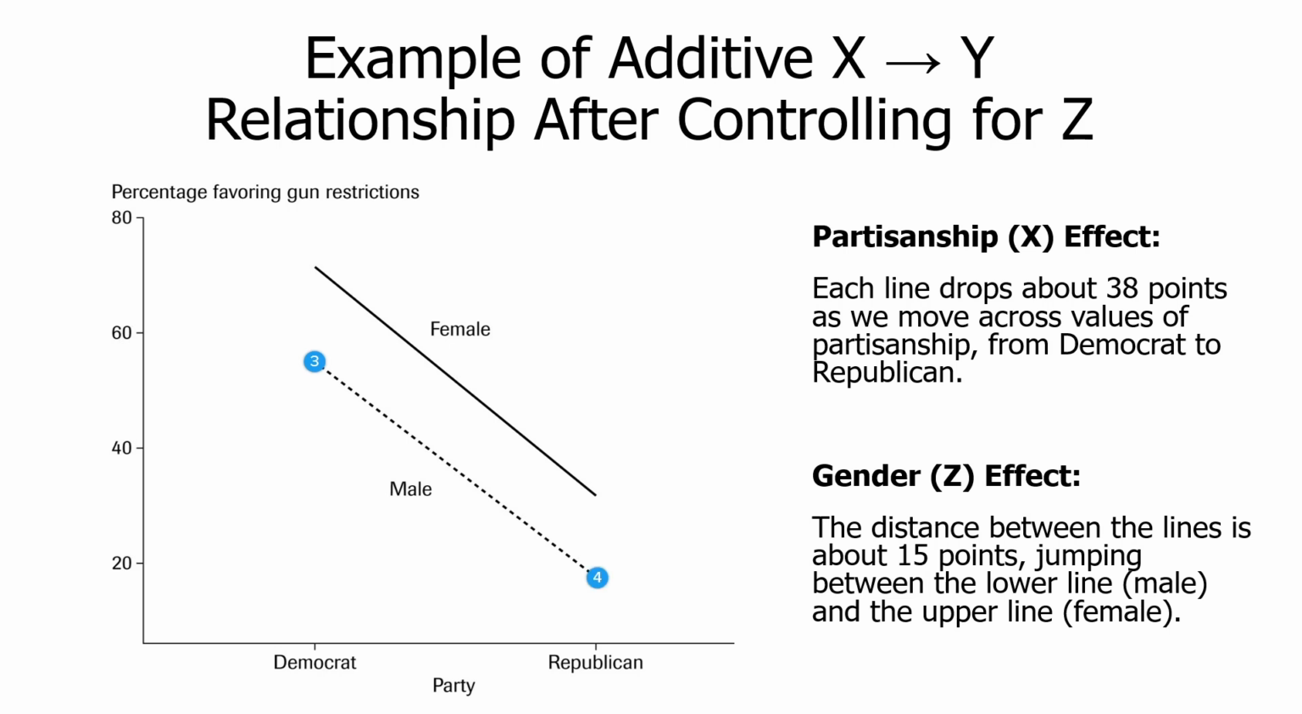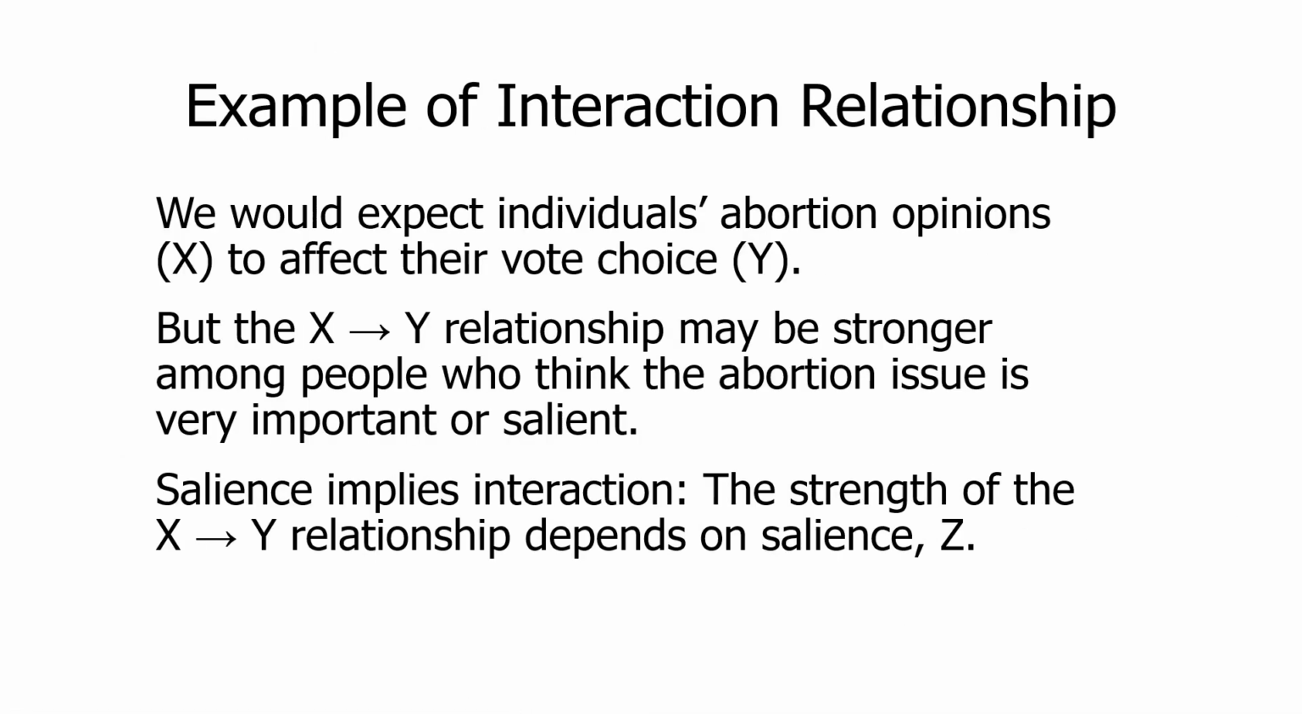The two lines are separated by the gender gap, and we estimated that gender gap at about 15 points, a reasonable, accurate partial effect for the effect of gender on gun control opinions controlling for party. So this is a visual signature of additive relationships. They have a symmetrical calculation when you look at the partial effects, and they have a symmetrical appearance when you graph them. Now let's look at something quite different again, an example of interaction.